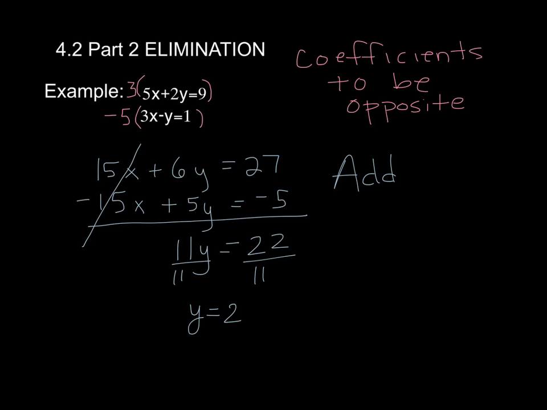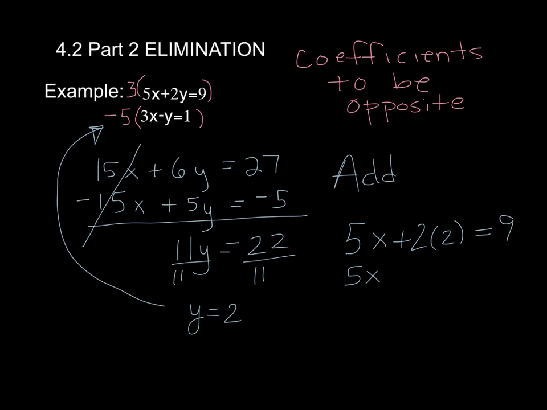Now we know that this is only one of the solutions. The other solution we have to get by plugging y into one of the original equations. Keep in mind, one of the original. I'm going to choose the first one here. 5x plus 2 times 2 equals 9. So 5x plus 4 equals 9. And if we continue to solve, subtracting 4 from each side, we get x equals 1. So my solution is (1, 2).